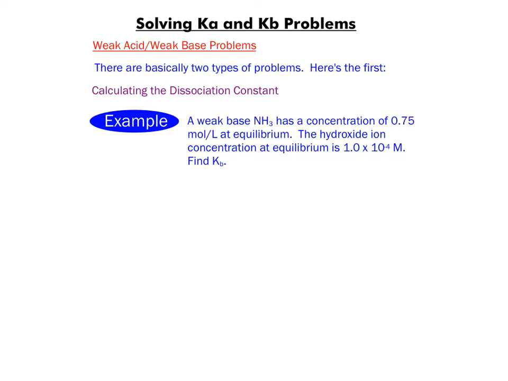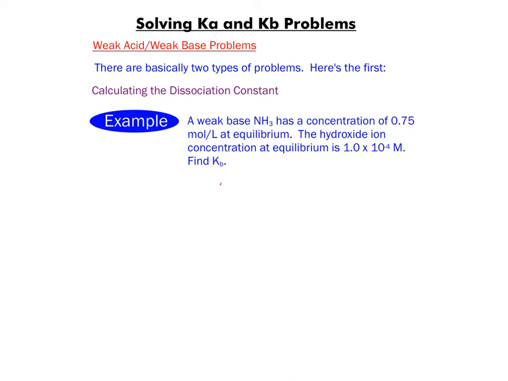So let's lead off with this question right here. A weak base, ammonia, has a concentration of 0.75 moles per liter at equilibrium. The hydroxide ion concentration at equilibrium is 1 times 10 to the negative 4 moles per liter. Find the constant Kb. So let's write out the chemical equation.